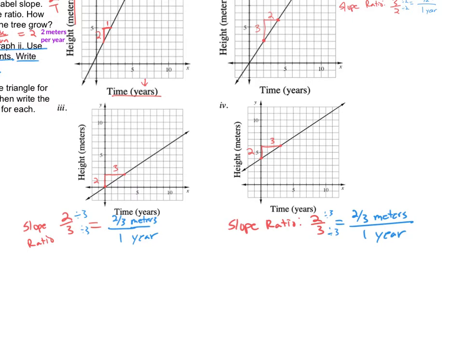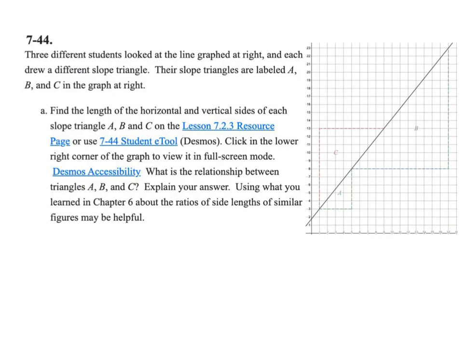I might have got something like 4 over 6 or something like that. That's okay. And let's take a look at what that looks like in the next question here. So the next question shows this situation exactly. It says 3 different students looked at the graph at the right and each drew a different slope triangle. Their slope triangles are labeled A, B, C in the graph.